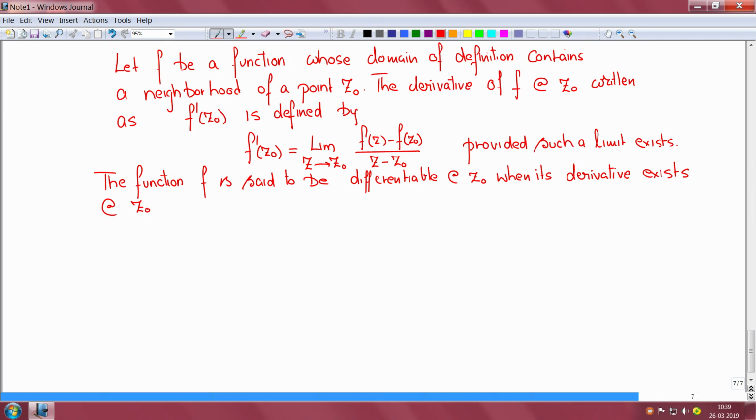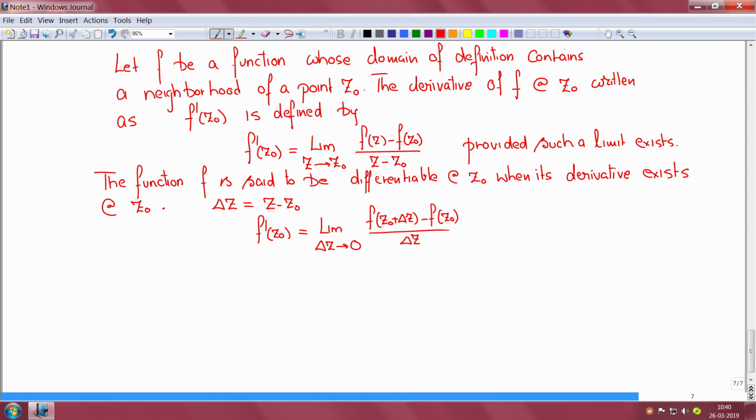If we set delta z to be equal to z minus z0, then we have f dash of z0 is equal to limit delta z tending to 0 of f of z0 plus delta z minus f of z0 by delta z. This is a familiar form from calculus.